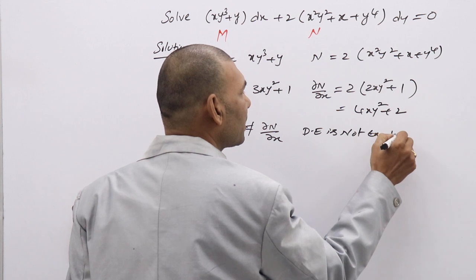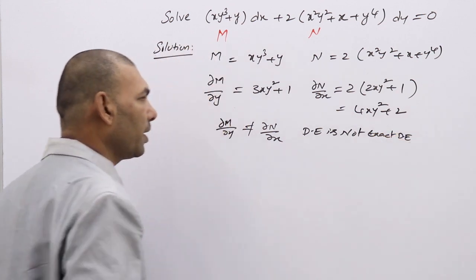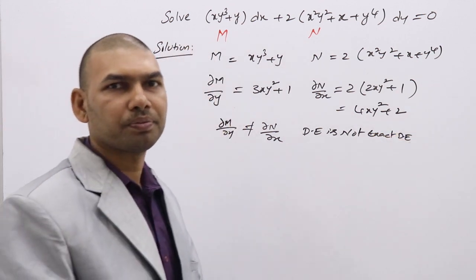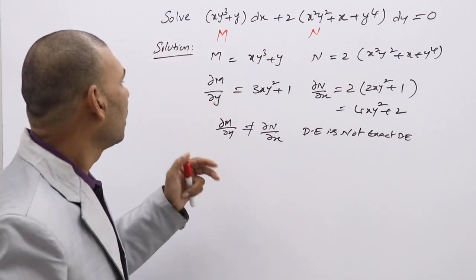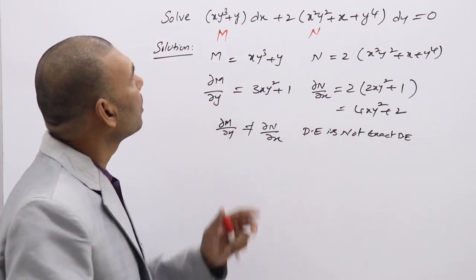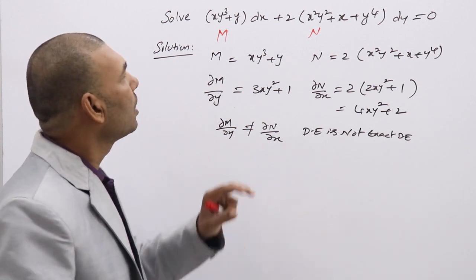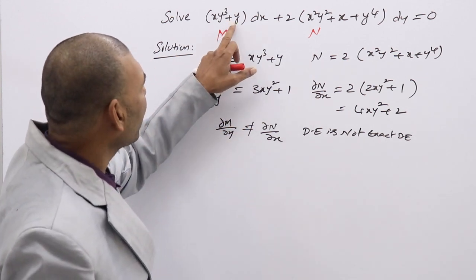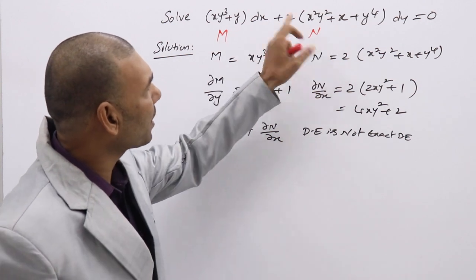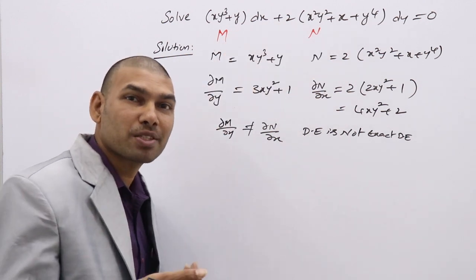When a differential equation is not exact, then you need to think about integrating factors. If all the terms have the same degree, then we use 1 by mx plus ny. If you can take y common here and x common here, then we use 1 by mx minus ny.